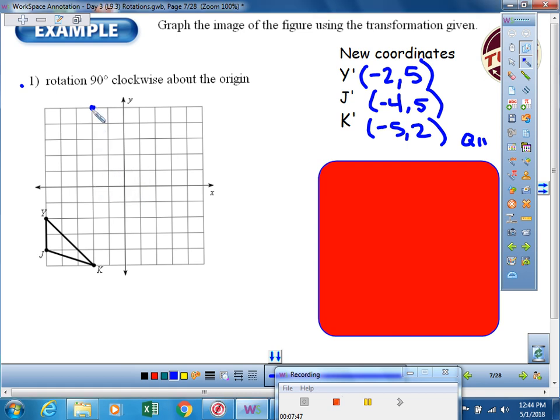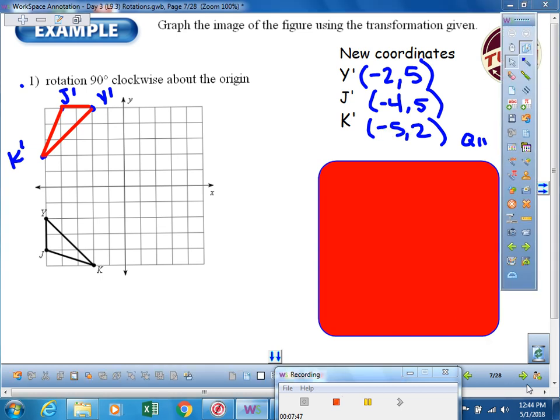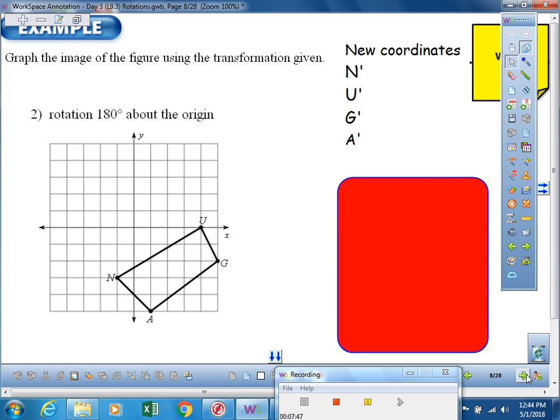-2, 5 is at Y prime. -4, 5, J prime. And -5, 2 is K prime. Then you just connect the points. Are you in quadrant 2? Yes, that's a little check for you. Okay? So as long as you're turning your paper right and writing down the correct ordered pairs, you're good. All right, let's go to the next one.